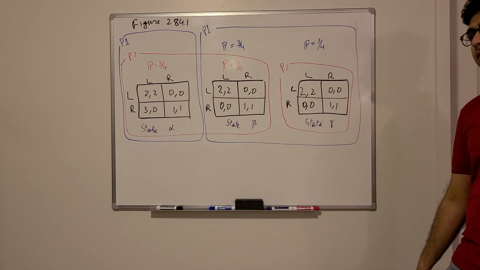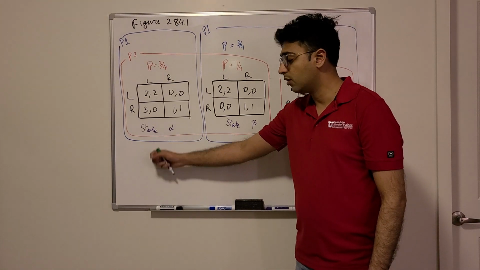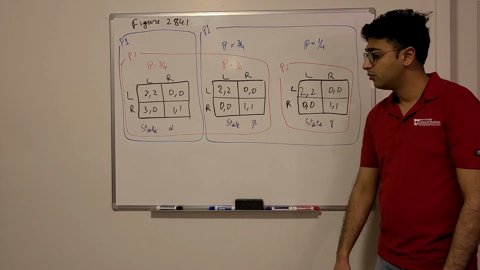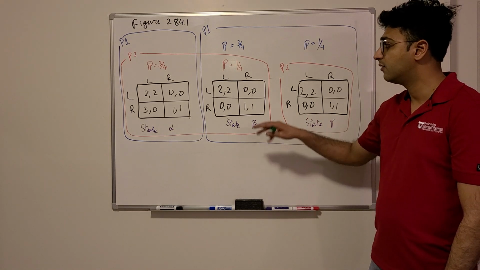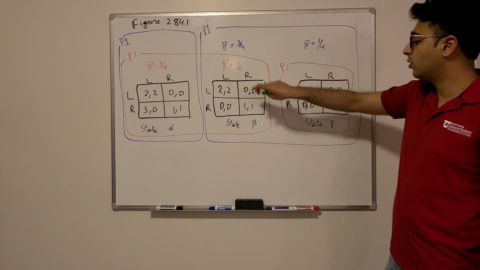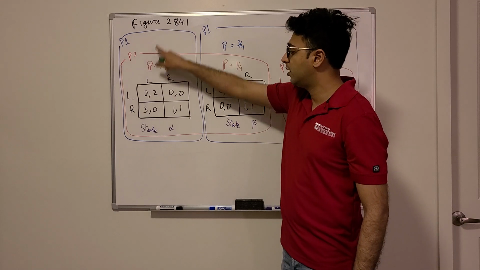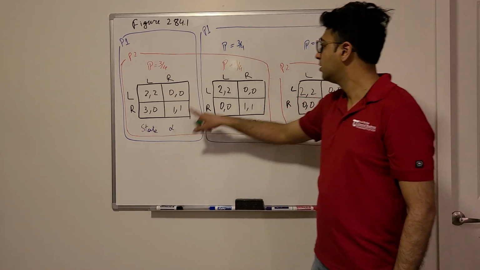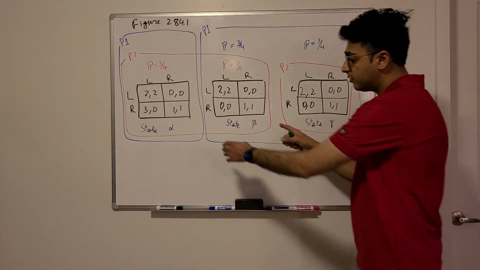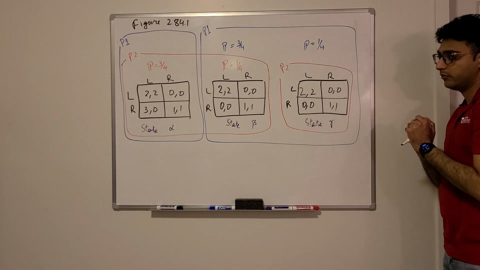Player 1 can also receive one of two signals. Either player 1 could receive this signal, which tells player 1 that the state is alpha, or player 1 could receive a different signal, which would tell player 1 that the state of the world is beta with a probability 3/4 and gamma with a probability 1/4. We'll call this type of player 1 player 1 type 1. This is player 1 type 2 that has this information. Player 2 type 1 has this information, and player 2 type 2 has this information.